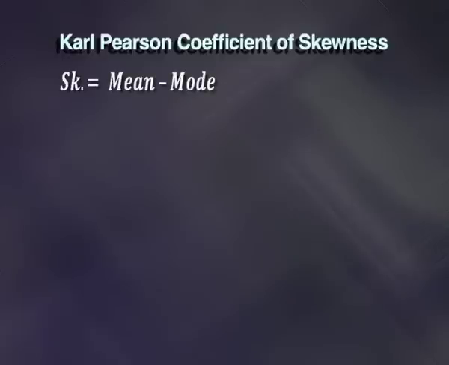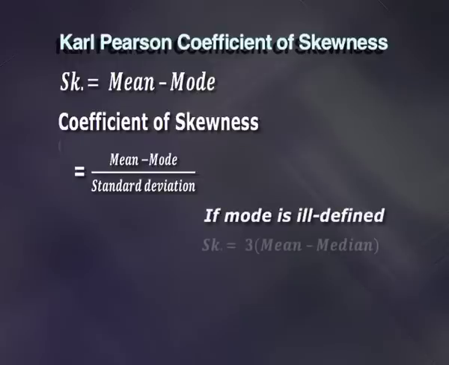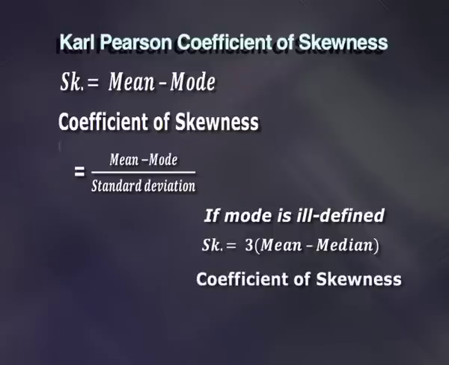Skewness SK is equal to mean minus mode. Coefficient of skewness is equal to mean minus mode, whole divided by standard deviation. If mode is ill-defined, then skewness SK is equal to 3 multiplied by mean minus median. And coefficient of skewness is equal to 3 bracket mean minus median, whole divided by standard deviation.